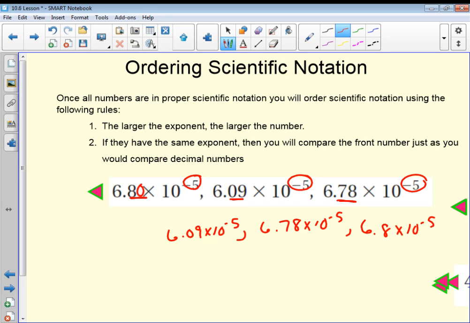Okay, this was 1, 2, 3 if you were going least to greatest. Okay, once again, as you're working through these, your first step needs to be look at the exponent. If they're all the same, then you're going to look at the front numbers. Okay, if your exponents are different, the larger the exponent, the more it's worth.